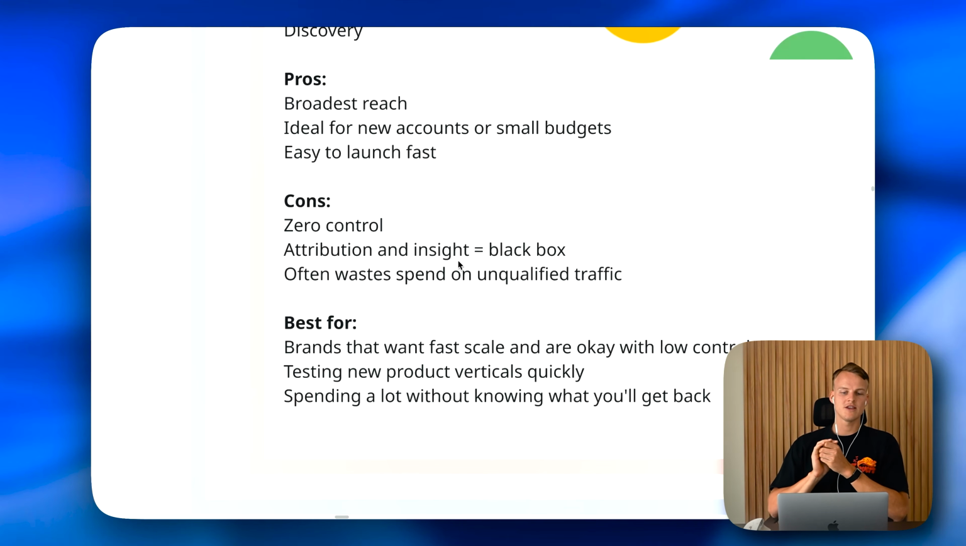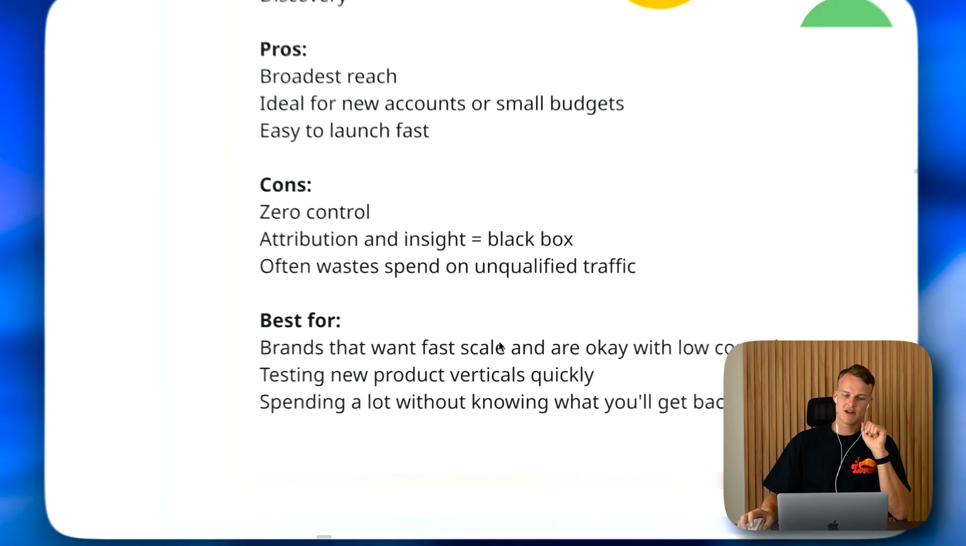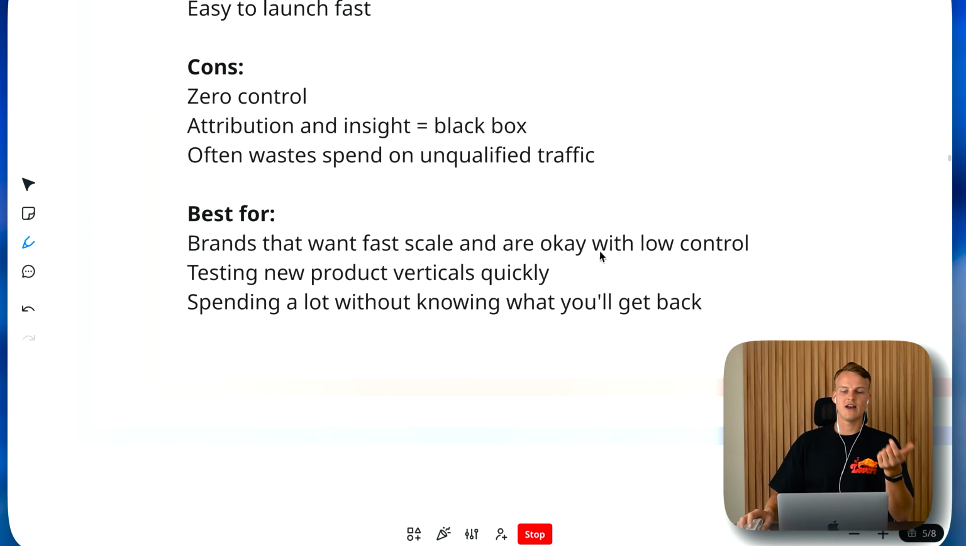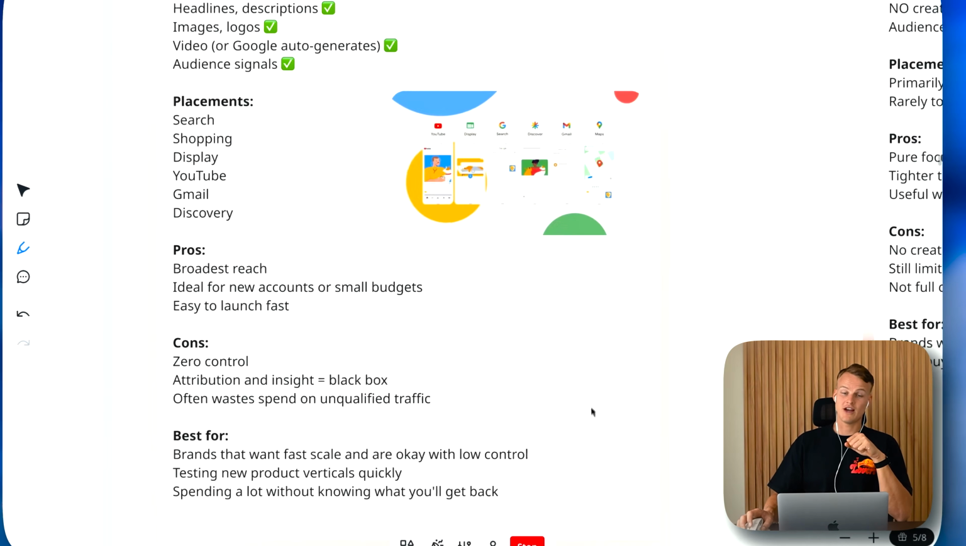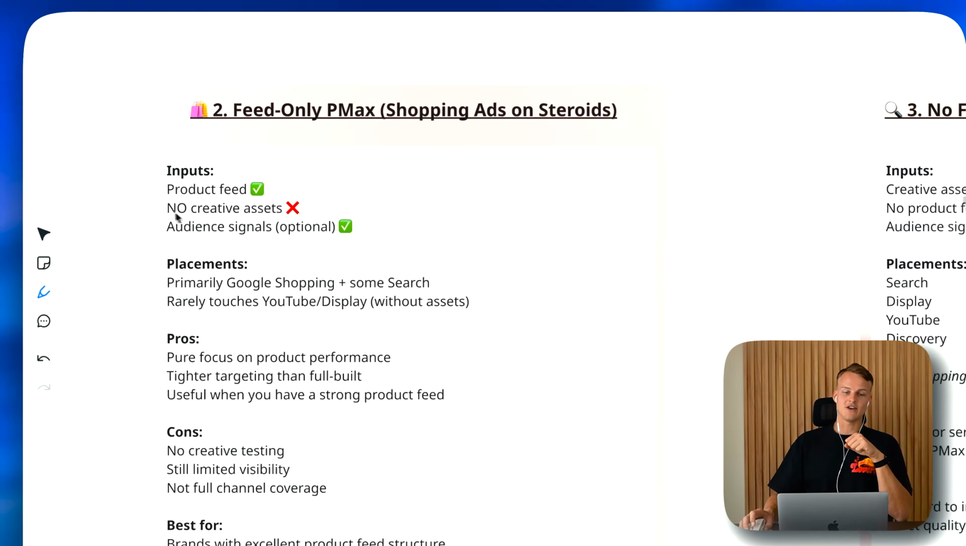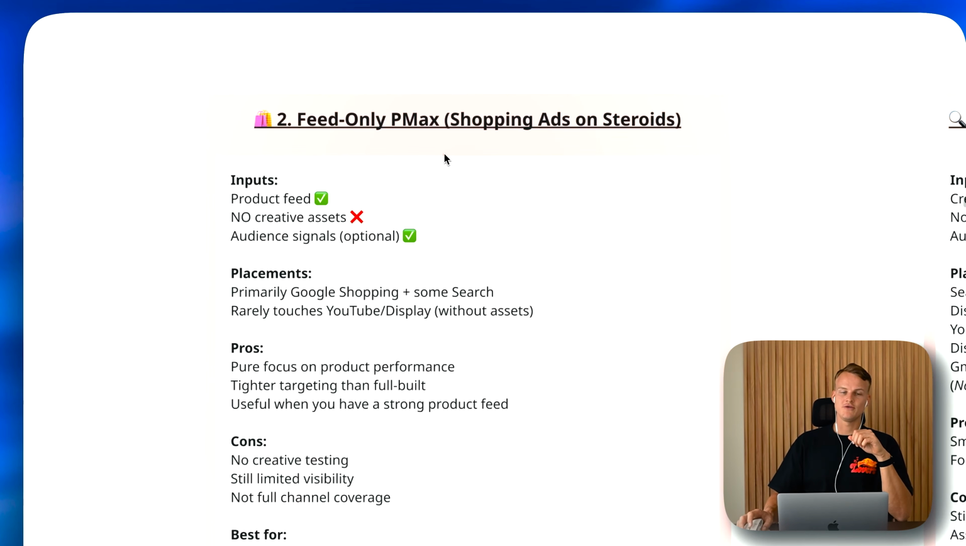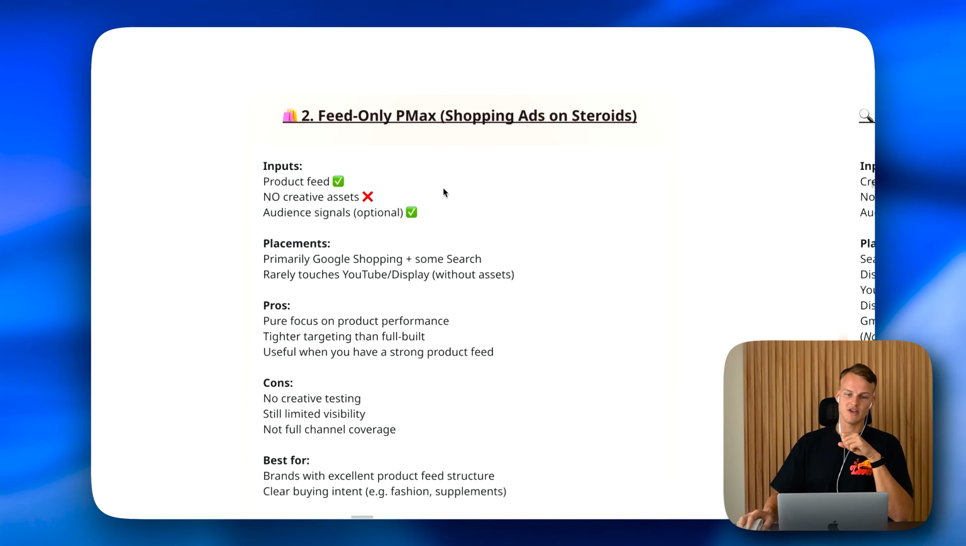It often wastes spend on unqualified traffic or unbranded traffic, where you'll basically overpay for people who were already planning to visit your website, right? But it's best for brands that want to scale fast and are okay with low control, testing a new product or vertical quickly, and spending a lot without knowing what you will get back, which sounds suboptimal to me. And that's also the reason why we generally use feed-only Performance Max, which is basically shopping ads on steroids.